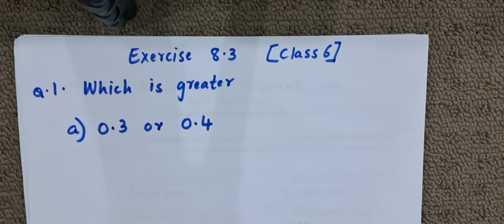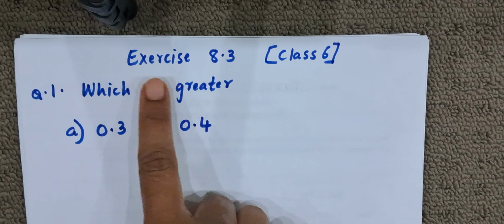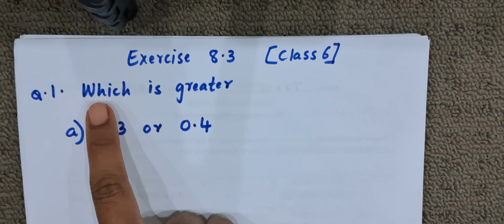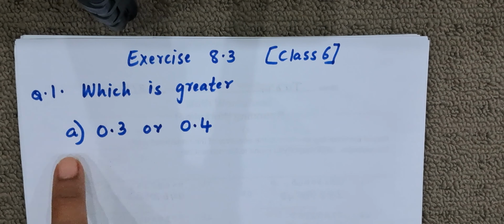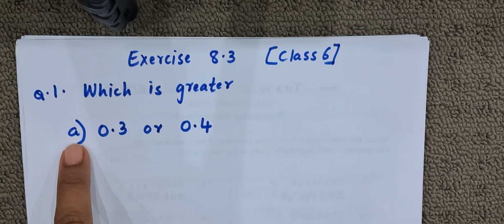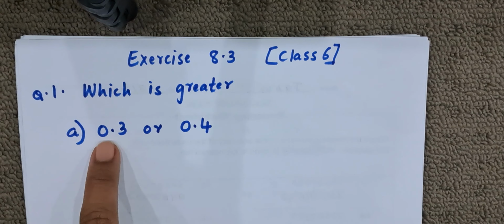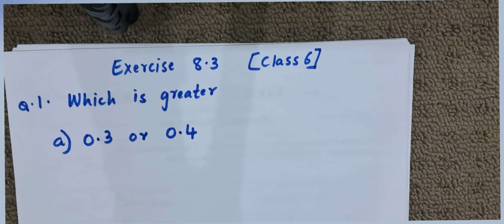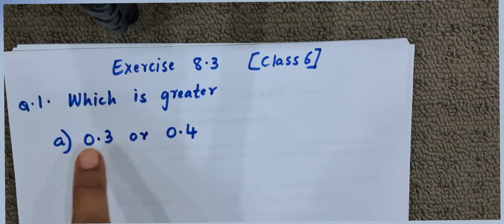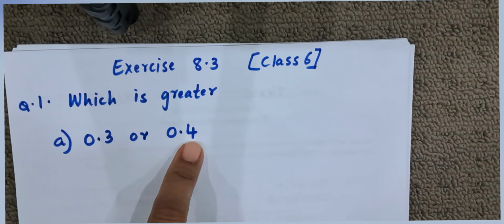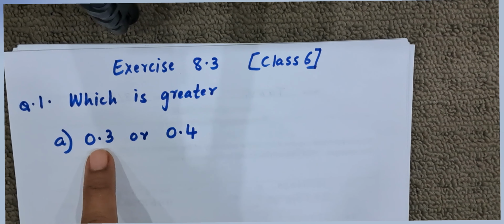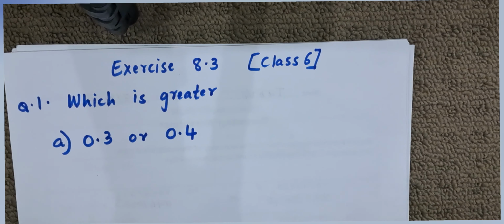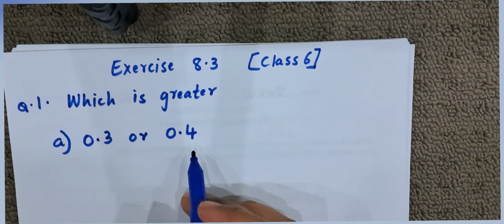Hello everyone. Today we are going to do question 1 of exercise 8.3, class 6. The question goes like this: which is greater? In the first one, that is A, the question is 0.3 or 0.4. Here they have given two decimal numbers, 0.3 and 0.4, and they have asked us to find out which one is greater. So to find out which is greater, first let us convert these decimals into fractions.